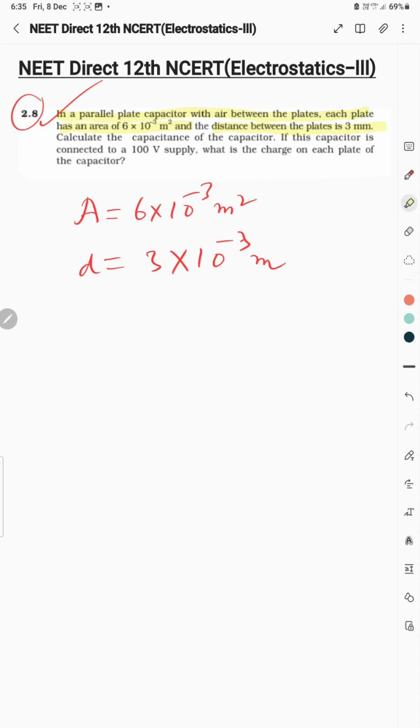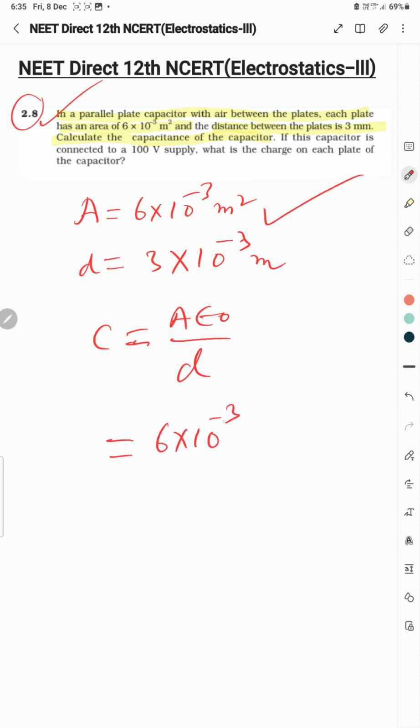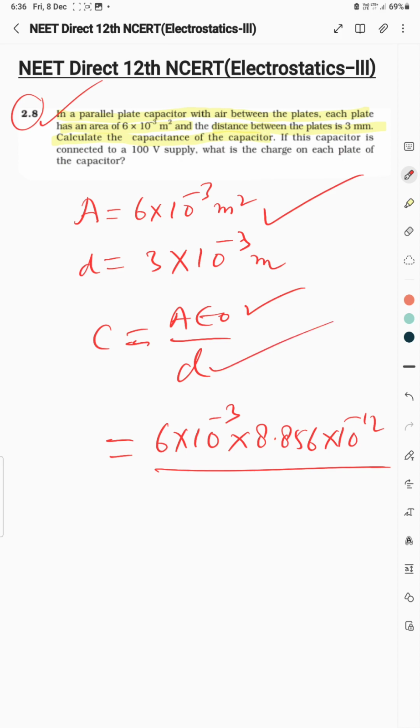Now you are supposed to calculate the capacitance of the capacitor. Very simple. Capacitance is given by this formula: area, which is 6 × 10^-3, epsilon naught is 8.856 × 10^-12. You should memorize this one by heart; it's never given in the question. The distance between the plates is 3 × 10^-3.